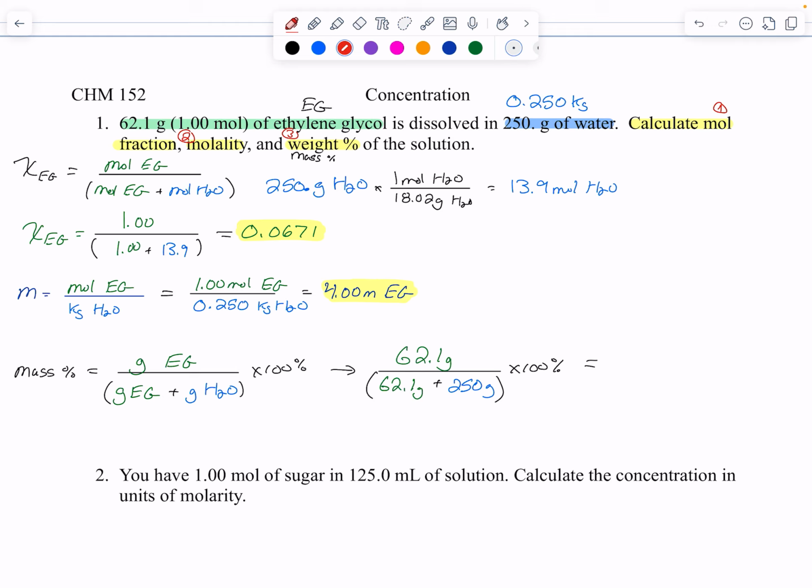And the mass percent of this would be 62.1 divided by 62.1 plus 250, times 100, which would be 19.9. And so there's the third one. So hopefully that all makes sense to you. And that's problem one.